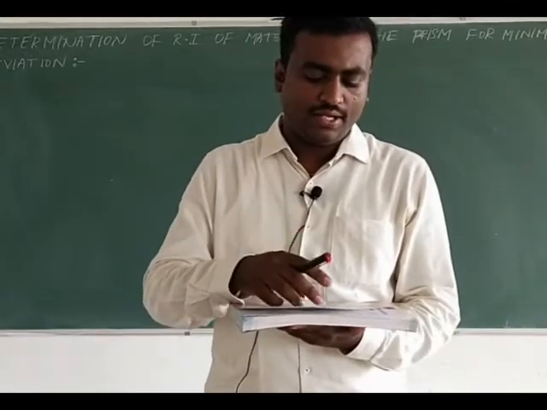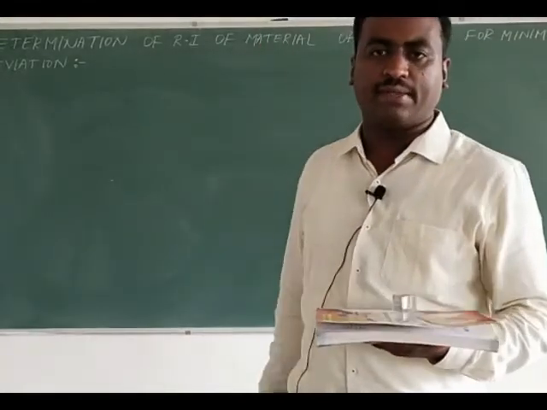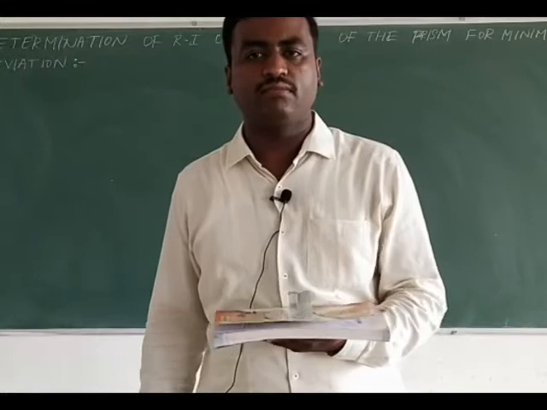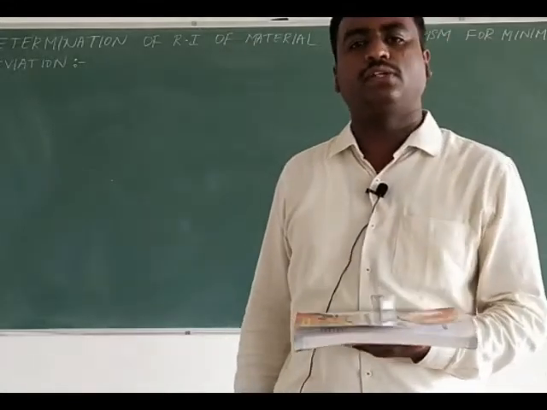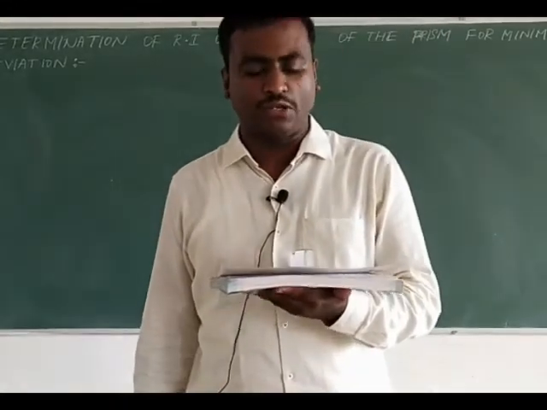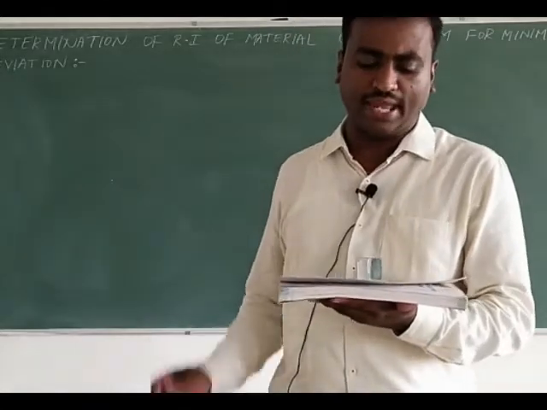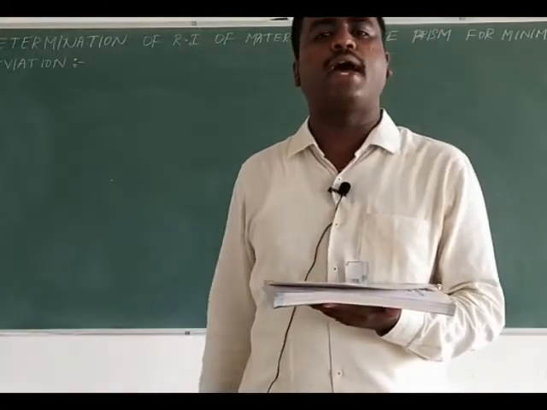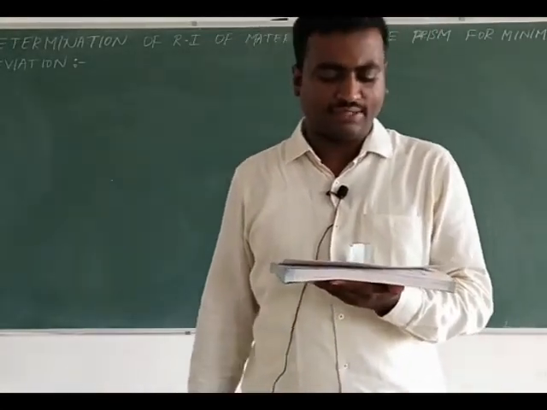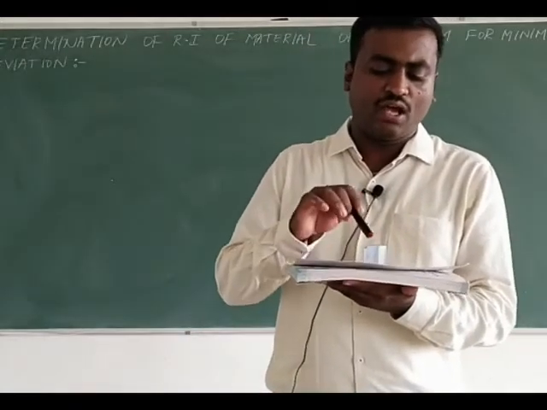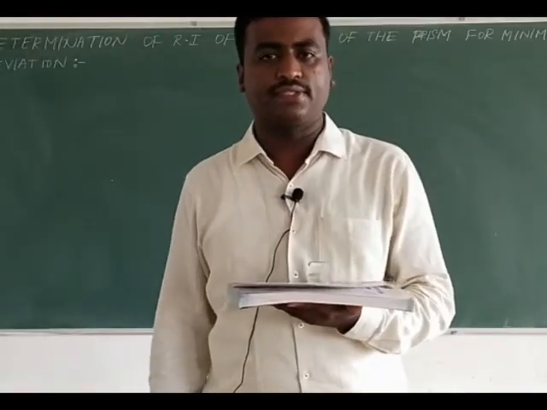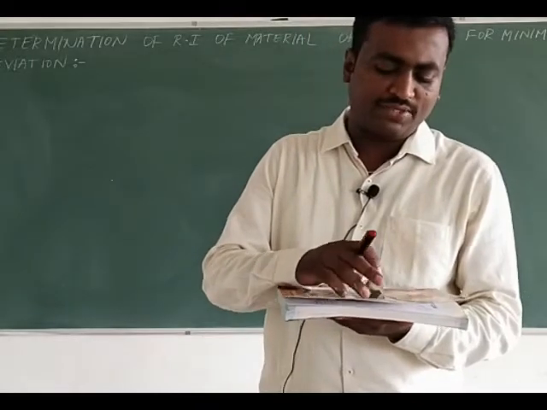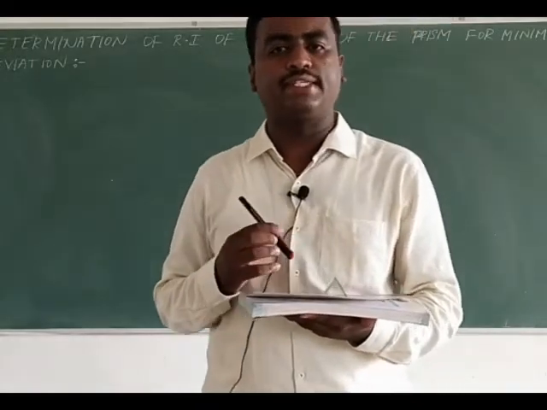Once again I will repeat the definition. A prism is a solid, transparent and homogeneous refracting medium bounded by 3 rectangular surfaces and 2 triangular surfaces. These 2 triangular surfaces are parallel to each other.